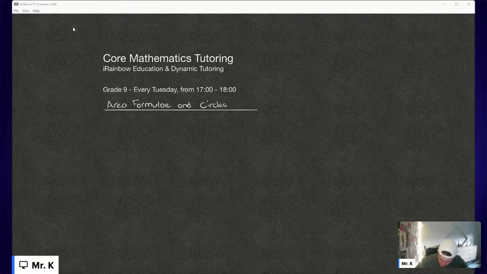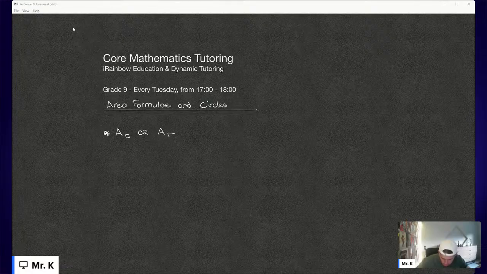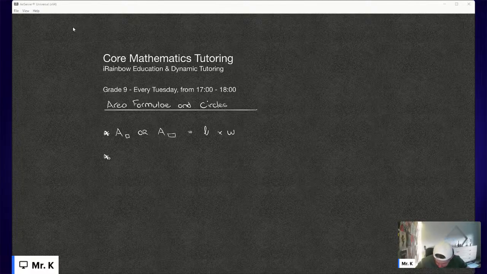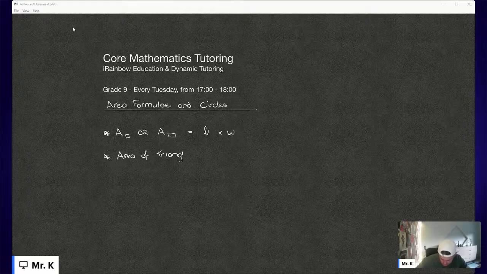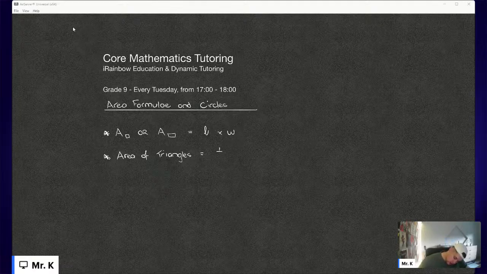let's get going with just talking about our basic area formulae. You guys know that when we're talking about the area of a square or the area of a rectangle, we know that we have to use length times width. That's no surprise. Then, when we talk about the area of triangles, you guys also need to please keep in mind that we use perpendicular height, not slanted height. So a half times base times perpendicular height.